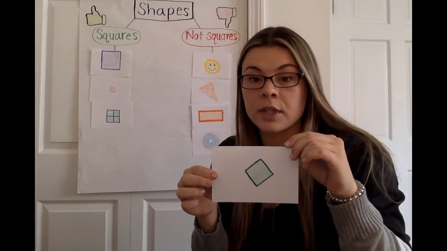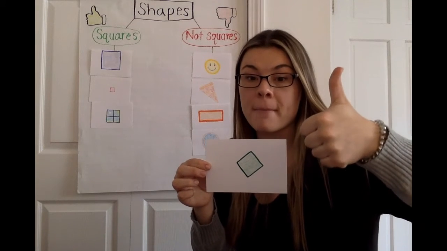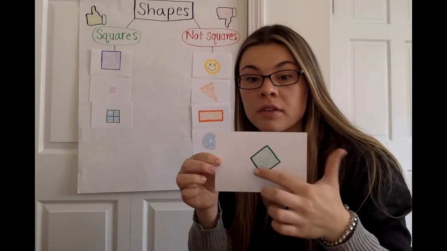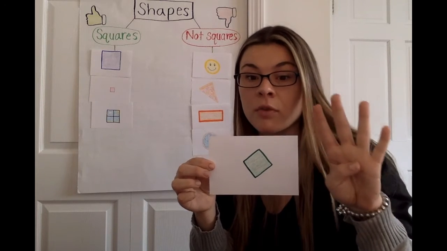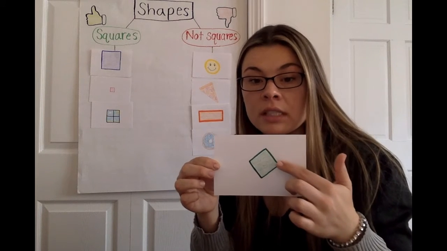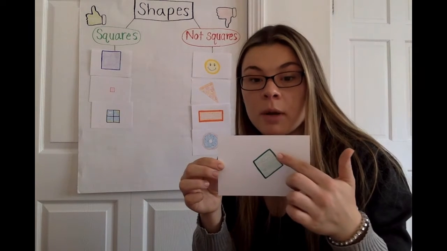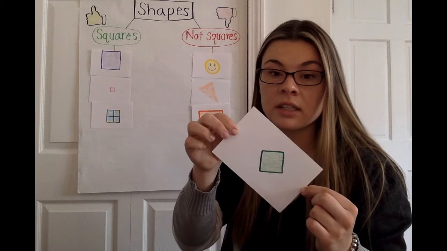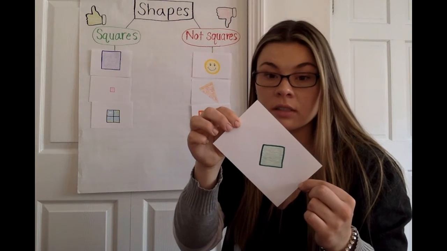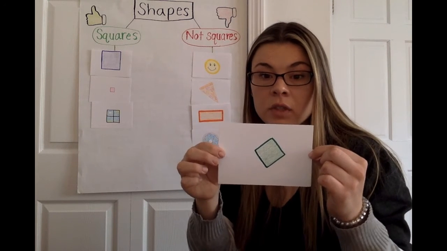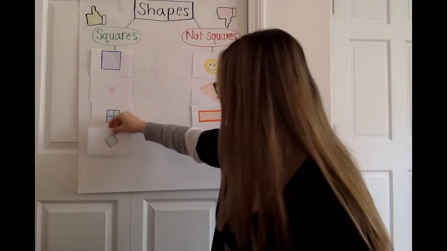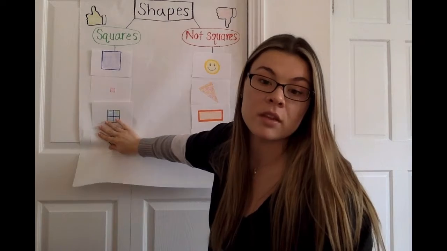This one is a tricky one too, but you should have had a thumb up because it is a square. If you counted the number of sides and corners, there should be 4 of each, and you can notice that each side length is about the same. They're all equal. Even though it's in a different position, it is still a square. So it's a square here. If you turn it every which way, it is still a square as long as it has the 4 equal sides and the 4 corners.